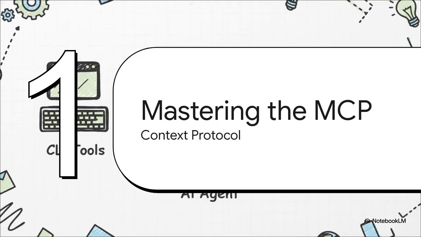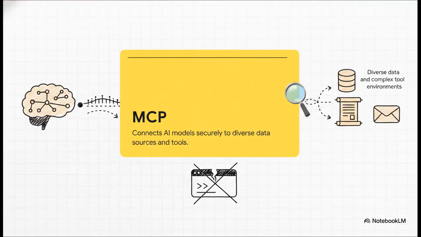Which brings us to Section 3, mastering the MCP, the context protocol. Now, this is where things get truly next-gen. MCP, or Model Context Protocol, is an architecture that allows AI models to securely connect to diverse data sources and complex tool environments. It completely counters the direct action approach of the CLI by offering a framework built specifically for context-heavy integration. Imagine your AI needs to read a customer's recent support tickets from a database, cross-reference an internal knowledge base, and then draft an email. A simple bash command just isn't going to cut it there. The AI needs deep context. MCP provides that secure bridge to understand the shape of your data without breaking everything.